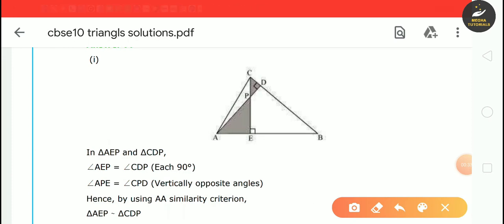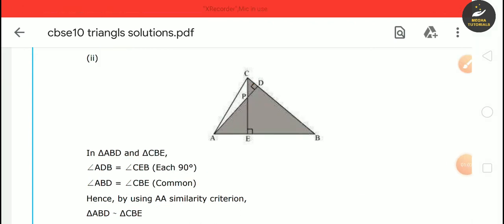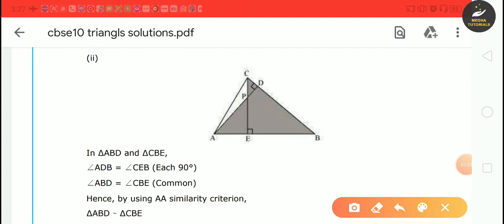Check this diagram. In triangle AEP and triangle CDP, angle AEP is equal to angle CDP because both are 90 degree, and angle APE is equal to angle CPD, vertically opposite angles. Therefore by AA test these two triangles are similar triangles. Then second, in triangle ABD and CBE, angle ADB is equal to angle CEB, both are 90 degree. Angle ABD and angle CBE are common angles. Therefore, two triangles are similar triangles using AA test of similarity.